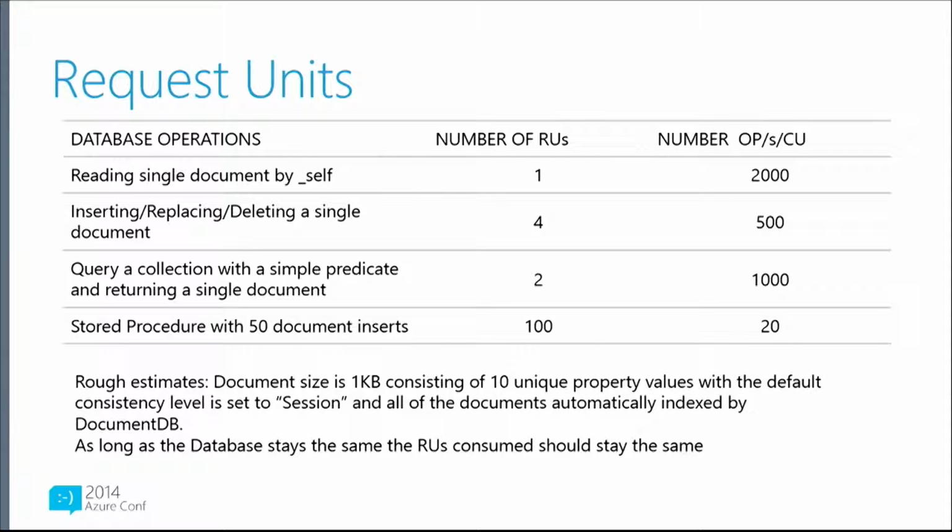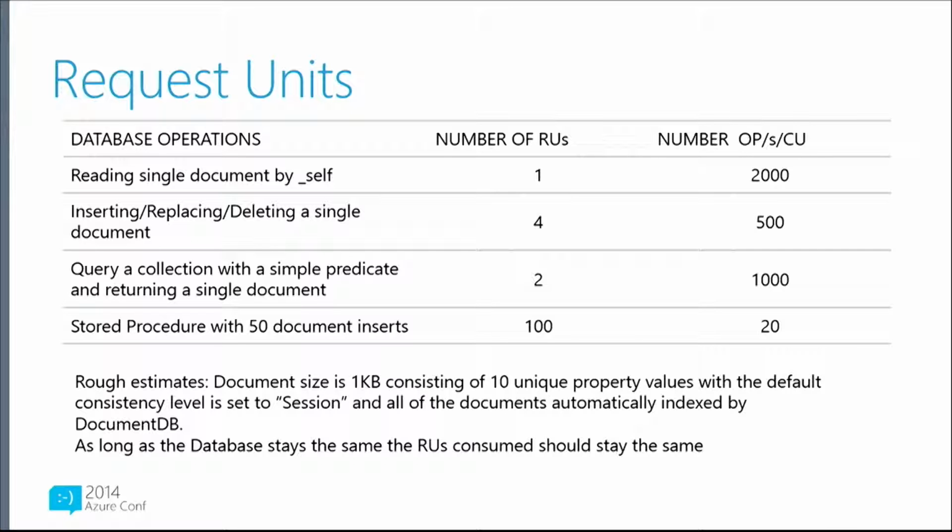To give you a rough idea of request unit consumption, based on a database containing documents of roughly a kilobyte with 10 unique properties, with the database consistency level set to session, and all the databases automatically indexed, these are the rough numbers of request units you can expect to burn through for typical operations. So pulling a single document by its self-link, it's going to rip through one request unit, right? So that's effectively your smallest, most atomic operation you can perform. That is the simplest operation that you'll be performing against the database.